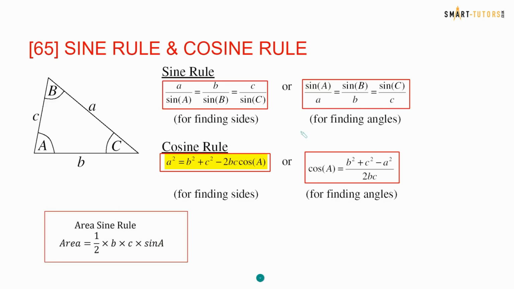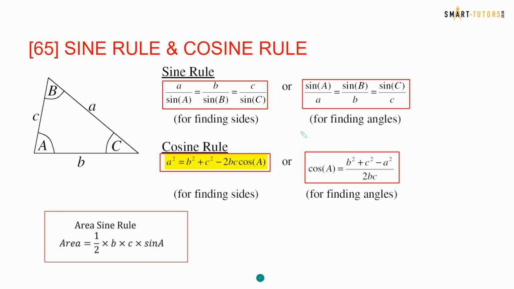Topic 65, sine rule and cosine rule. The sine rule is a over sine A equals b over sine B equals c over sine C, or you can do it the other way around: sine A over a, sine B over b, sine C over c. If you want to find the angles, you can use this one, or you can find the sides by using this one. Either way, you can use one of the equations to cross multiply to get the answer, angle or side.